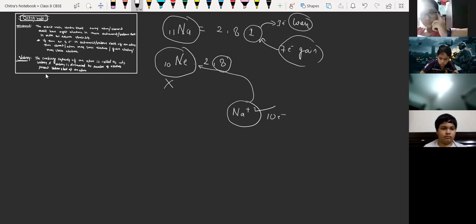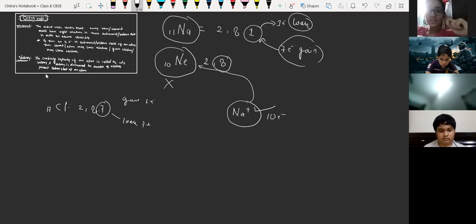Now we have to identify the valency of chlorine. Chlorine has atomic number 17 and its electronic configuration is 2, 8 and 7. So again, there are two conditions for chlorine: to gain 1 electron, or to lose 7 electrons. What will be easy? Gain 1 electron. Yes, so chlorine will gain 1 electron. It means its valency is 1.